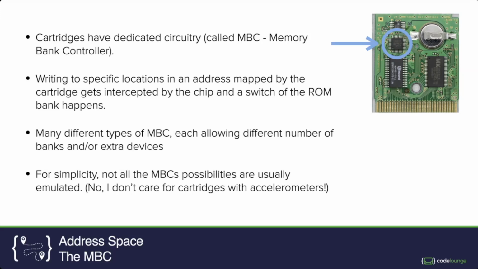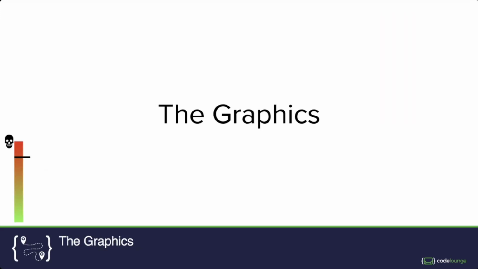And well, there are many kinds of them, each with its own quirks, but luckily one thing is that you do not have to implement all of them. I mean, I don't really care if the cartridge has an accelerometer inside. Too bad for them. What is still missing is the graphics. This might range really from complex to nightmarish, depending on how deep you want to go inside the rabbit hole.